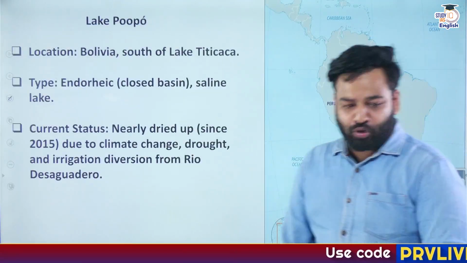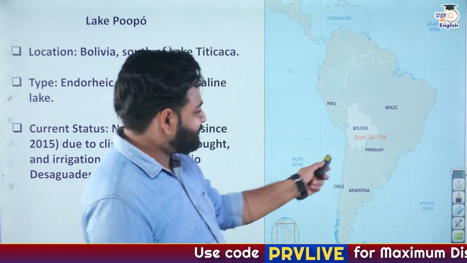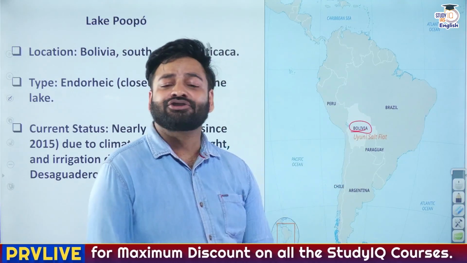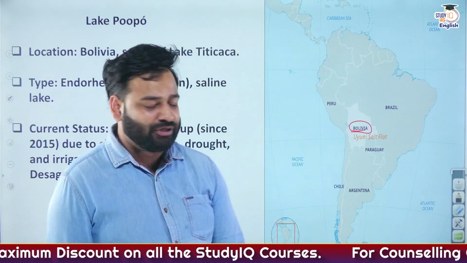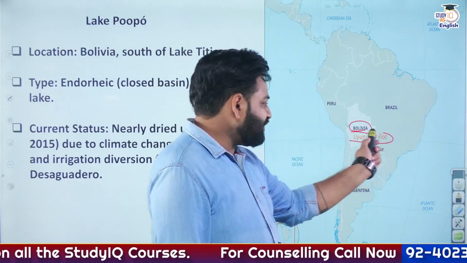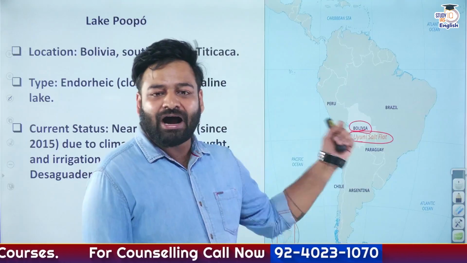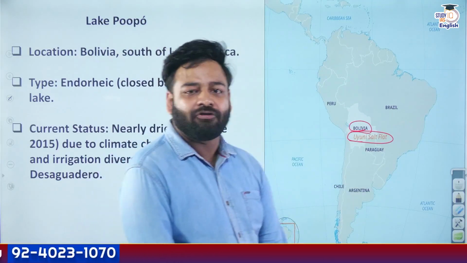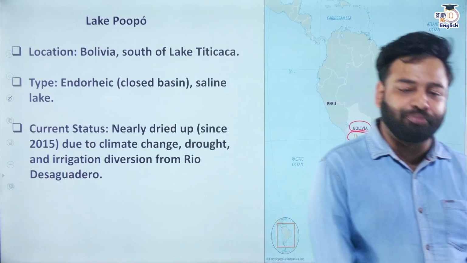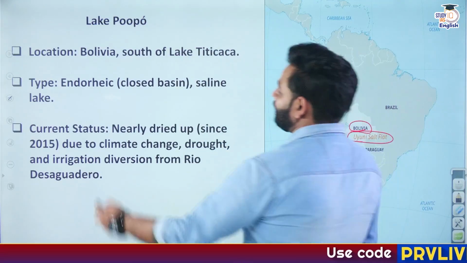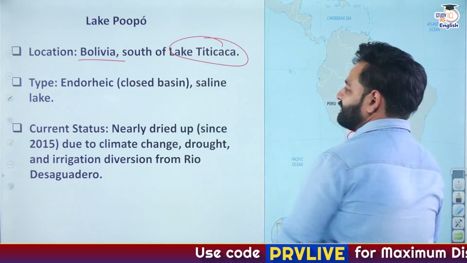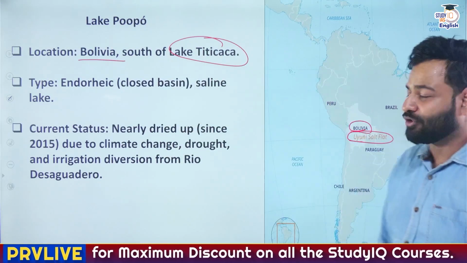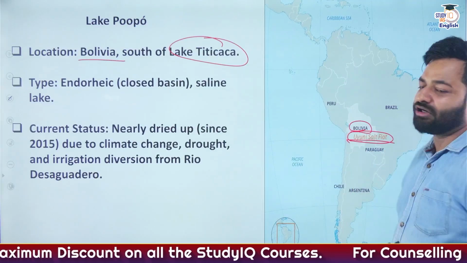Now, Lake Poopó. Lake Poopó, as you can see, once again, this particular location, Bolivia. And we have got the highest salt flat here, that is known as Uyuni salt flat, right? So the highest salt flat on this planet is known as the Uyuni salt flat, and it falls near which location? Lake Poopó. So location Bolivia, that is exactly south of Lake Titicaca. Endorheic lake, totally saline in nature, because of which we have got Uyuni salt flat here.